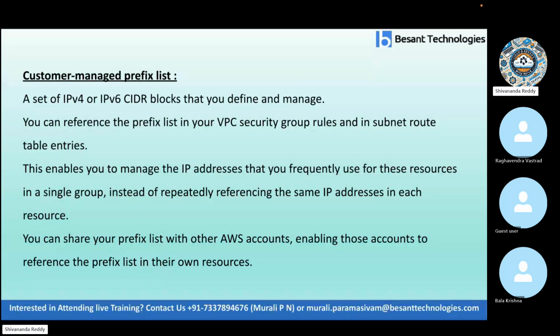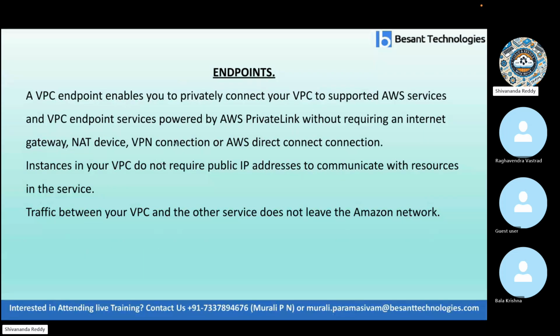Customer managed prefix list is a set of IPv4 or IPv6 CIDR blocks that you can define and manage. You can reference the prefix list in your VPC security group rules and in subnet route table entries. This enables you to manage the IP addresses that you frequently use for these resources in a single group, instead of repeatedly referencing the same IP address in each resource. You can share your prefix list with other AWS accounts, enabling those accounts to reference the prefix list in their own resources. So, endpoints, next one.